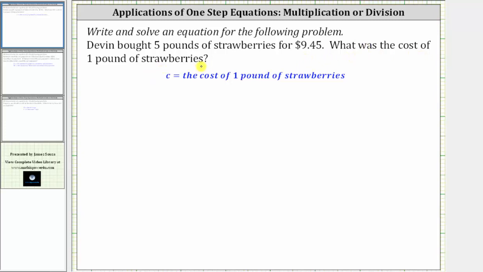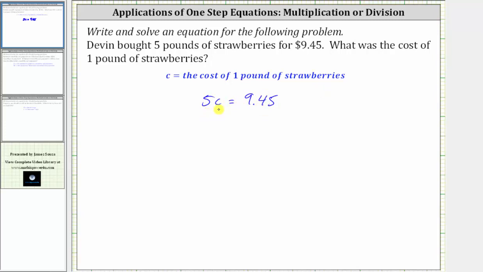We begin by defining a variable for the unknown. In this case, we let C equal the cost of 1 pound of strawberries. If C is the cost of 1 pound of strawberries, and Devin bought 5 pounds of strawberries for $9.45, 5 times C, or 5C, must equal 9.45. And now if we solve this equation for C, we can determine the cost of 1 pound of strawberries.